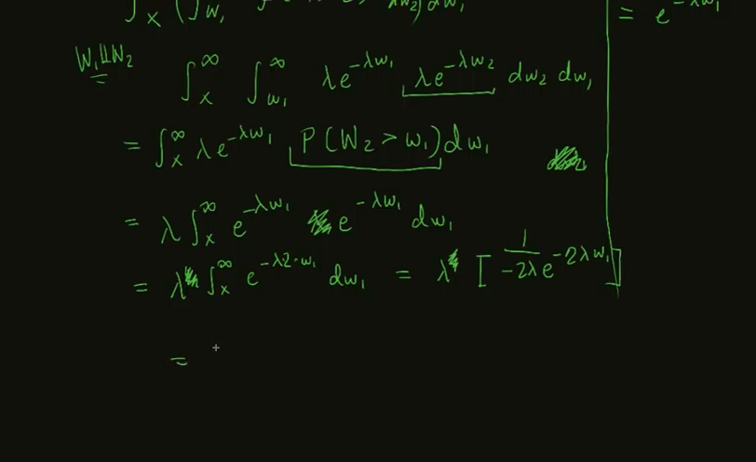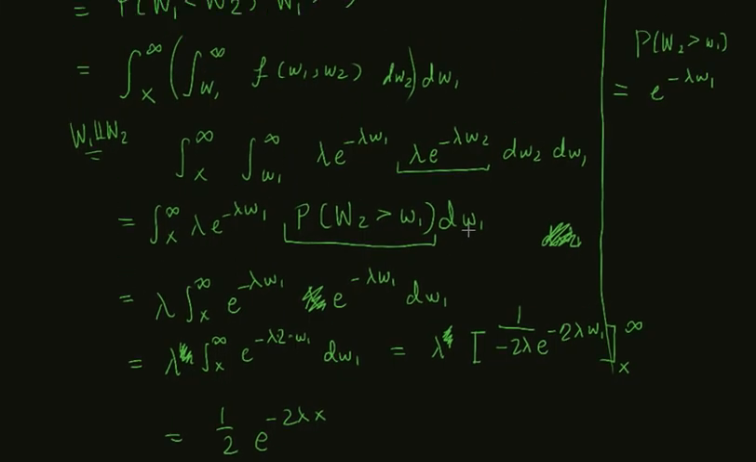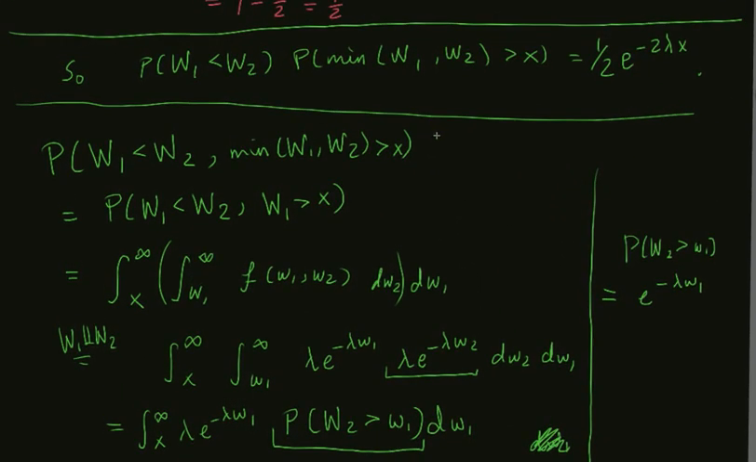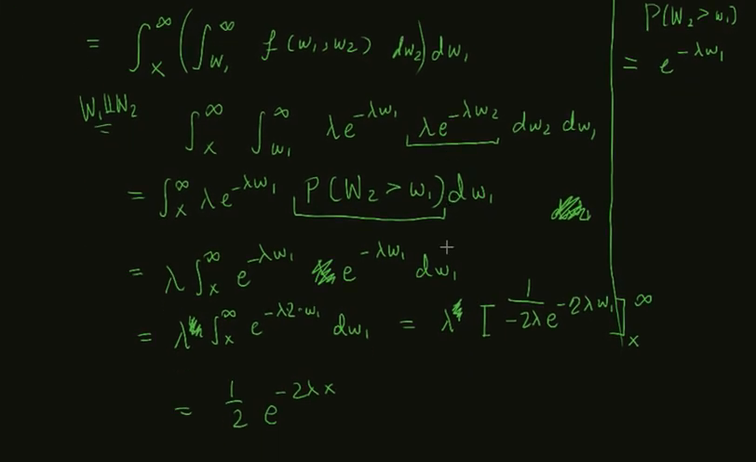And then we have lambda multiplied by 1 over lambda, and I'm evaluating this from x to infinity. And what we are left with is 1/2 e to the minus 2 lambda x. Oh, that was nice, because I have just concluded that the probability of the intersection of these two events is 1/2 e to the minus 2 lambda x. I just concluded that by calculation.